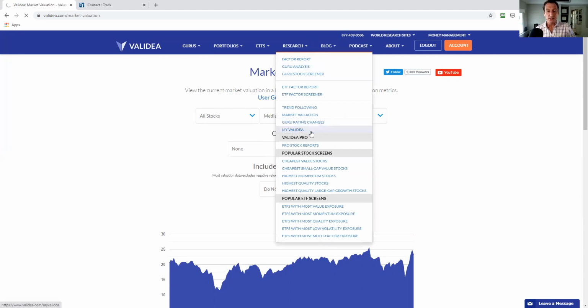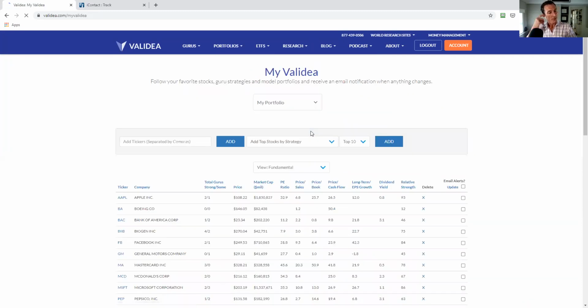My Validea, and a lot of people don't always know this, is like a tracking system. You can enter your portfolio into My Validea and it allows you to see how your stocks score across the guru models.